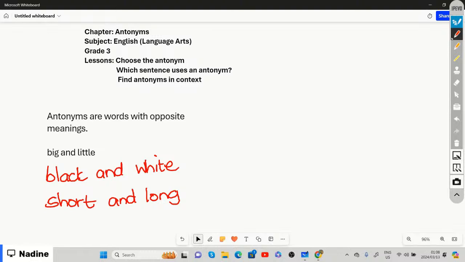Can you think of more antonyms, words with opposite meaning? So another antonym is dirty and clean. The opposite of dirty is clean. The opposite of clean is dirty. Yes, well done.